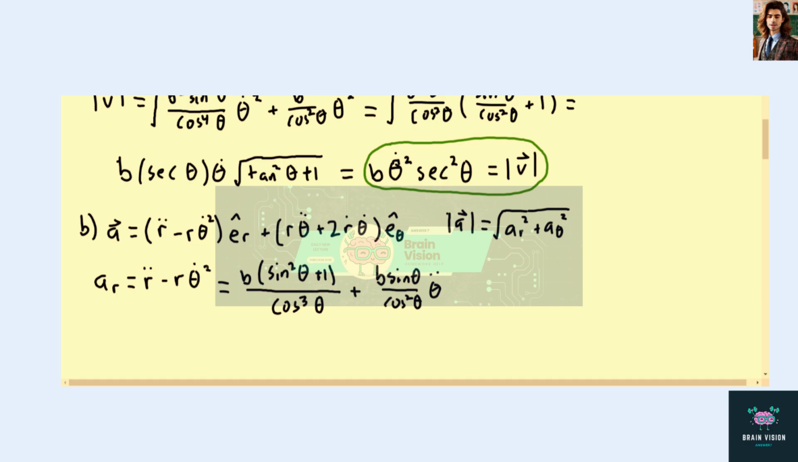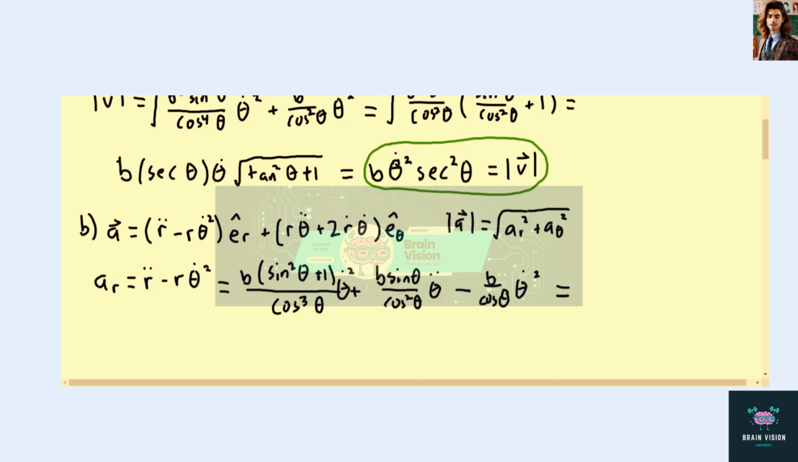Oh yeah, this has a theta dot squared, and then we're subtracting that r theta dot squared, and that's going to be a b over cosine theta and a theta dot squared. Okay, so we've got these three terms. We've got two theta dot squareds and one theta double dot.